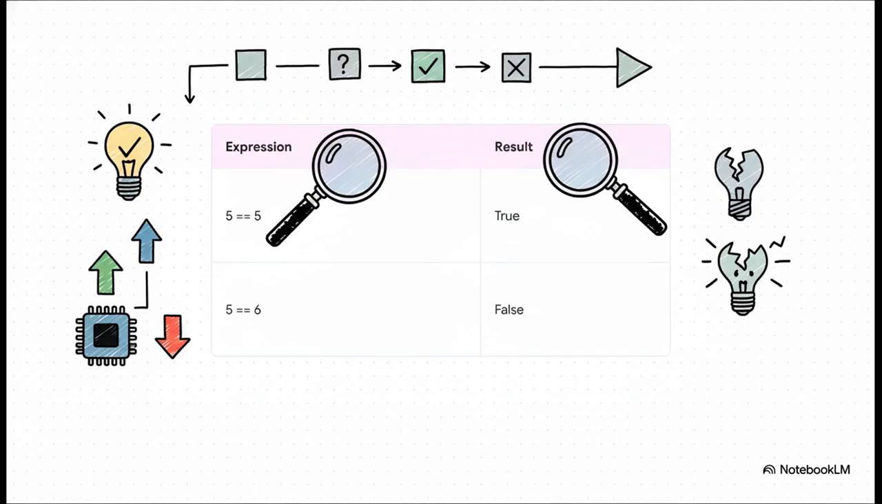And here's what that looks like in the real world. If we ask the computer, hey, does 5 equal 5? The computer looks at that, evaluates it, and comes back with true. Yep. But if we ask, does 5 equal 6? It checks that and says, nope, that is false. Simple, right? This is the most fundamental building block we have.